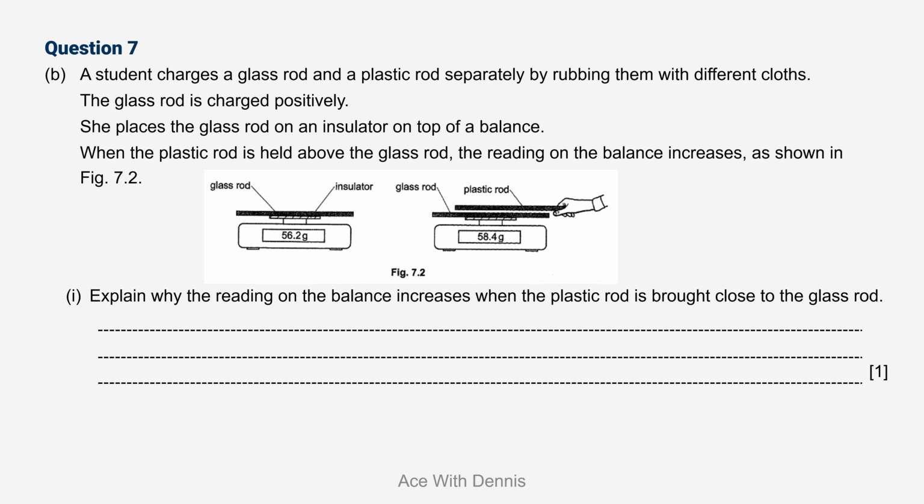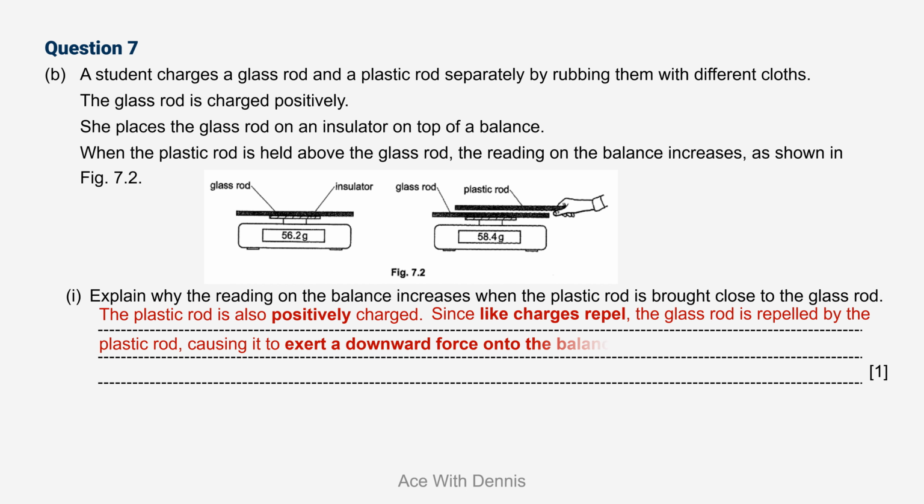1 mark. Alright, so I think the answer is quite obvious. The reason is because a force pulls the glass rod downwards, making the reading on the scale increase. So why is it being pulled downwards? The reason is very simple: the plastic rod is also positively charged. Since like charges repel, the glass rod is repelled by the plastic rod, causing it to exert a downward force on the balance.